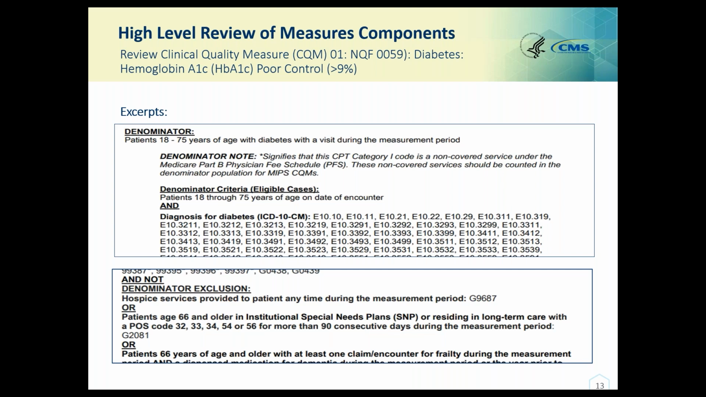The denominator criteria may contain patient demographics, such as age. It will always contain encounter information, which is usually identified using CPT codes. And it may sometimes contain ICD-10 diagnosis codes. The second image underneath the first is the denominator exclusion.